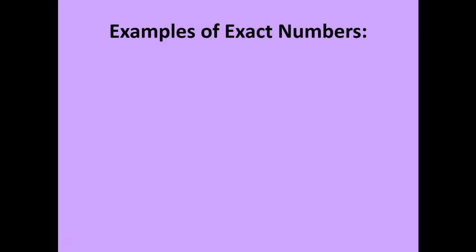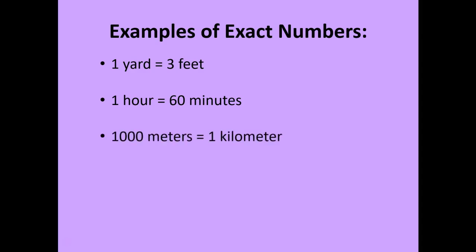What are some examples of each of these types of numbers? Some examples of exact numbers: I've already said that 1 yard is equal to 3 feet. An hour is equal to 60 minutes. 1,000 meters equals a kilometer. These first 3 are all examples of defined numbers.